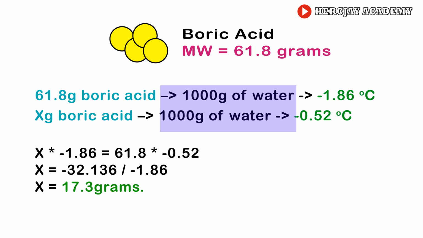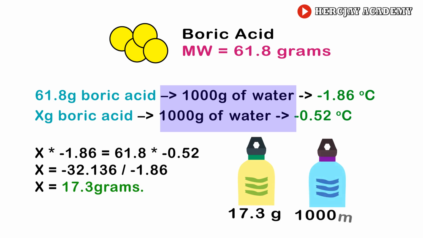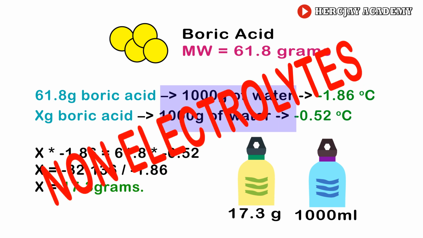The implication of this is that if you want to prepare an isotonic solution of boric acid, simply weigh 17.3 grams of boric acid and dissolve in 1000 grams of water. Note that 1000 grams of water is the same as 1000 ml because the specific gravity of water is assumed to be 1. Remember, this formula only holds for non-electrolytes alone.